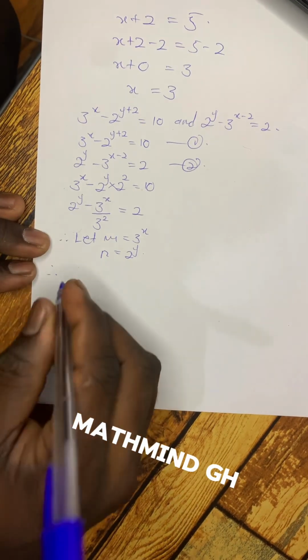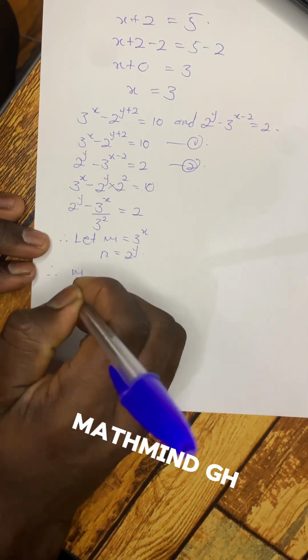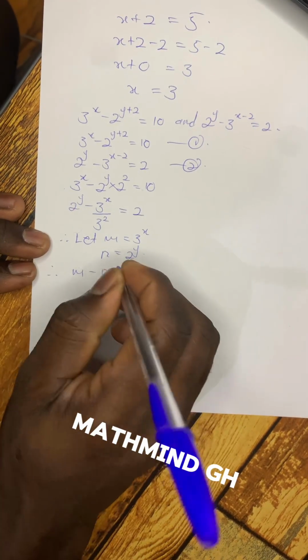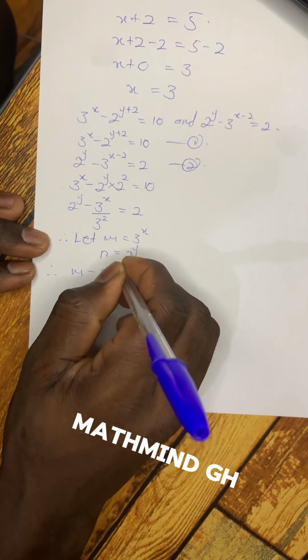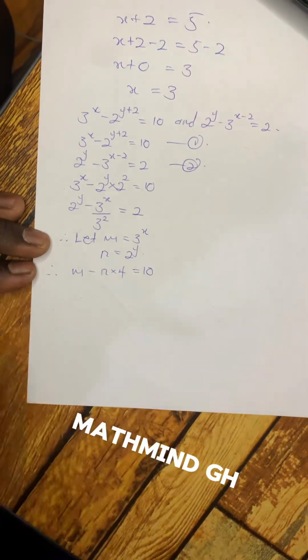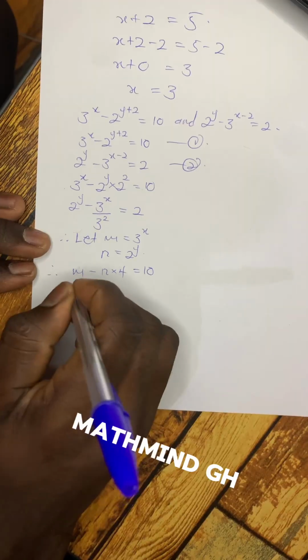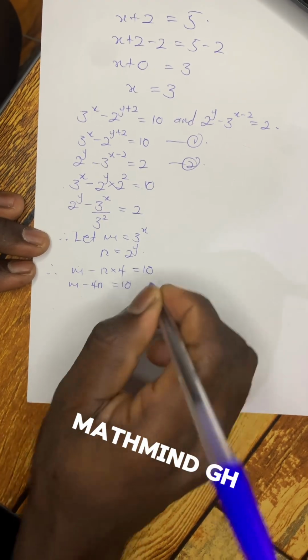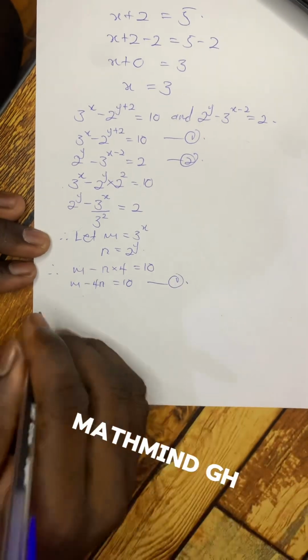This would therefore imply that our equation 1 will become m minus n multiplied by 4, since 2 exponent 2 is equal to 4, equal to 10. So our equation 1 would now be m minus 4n is equal to 10. This is our new equation 1.